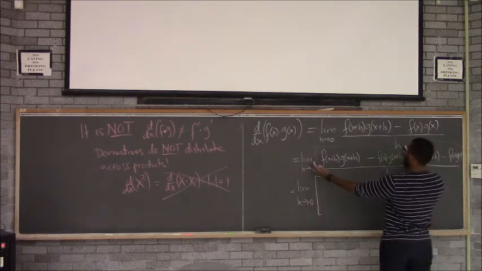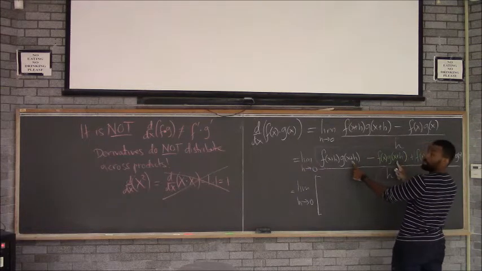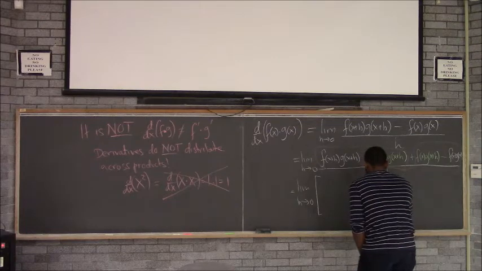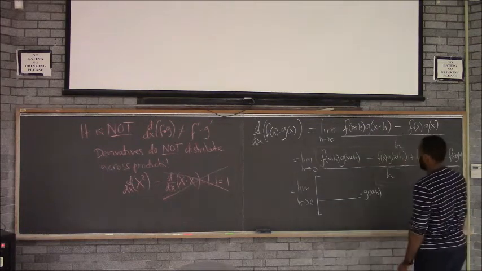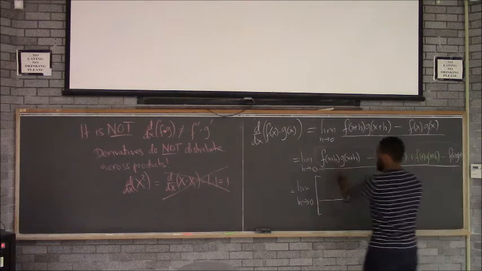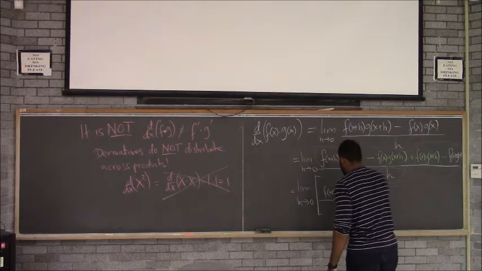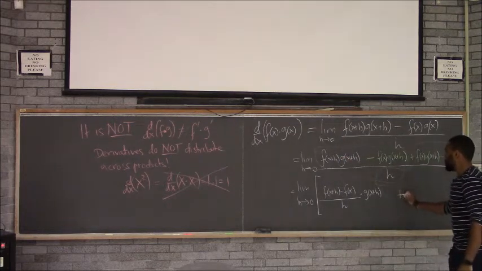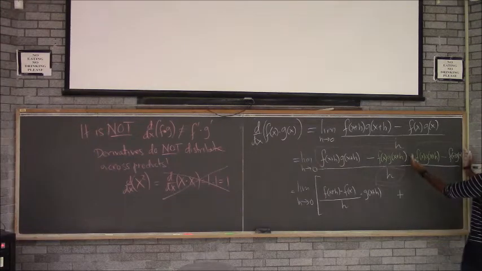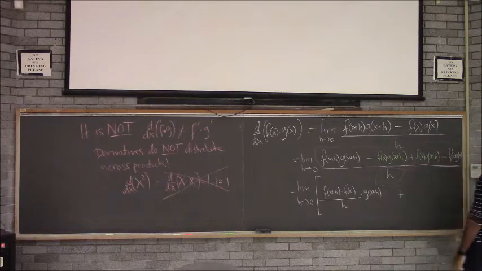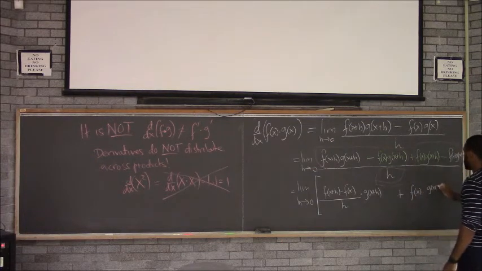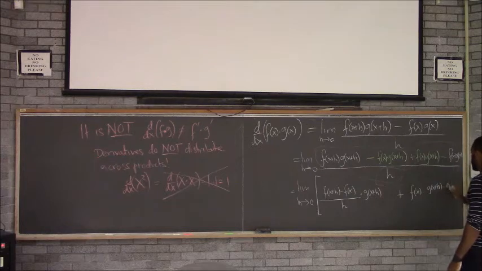Well, if I look at the first part, g of x plus h is a common term. I can factor that off. Let's factor it off to the right. What would I have left over? Well, f of x plus h minus f of x divided by h. Plus, if I look over here, now my f of x is a common term. I can factor that off. I'd be left with g of x plus h minus g of x all over h.